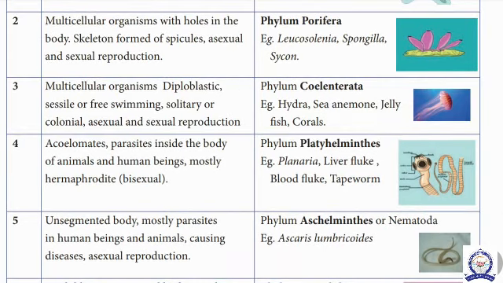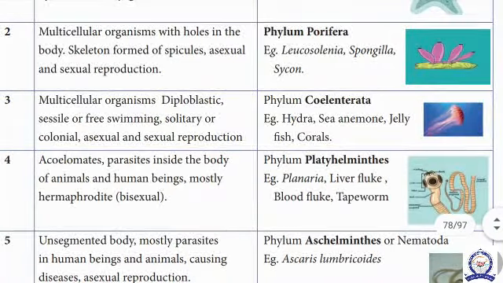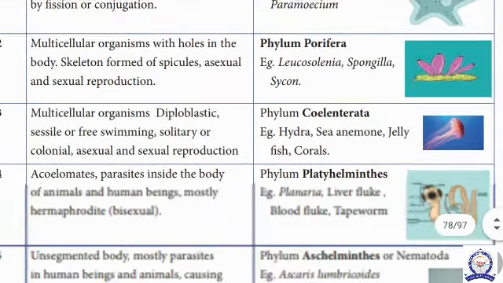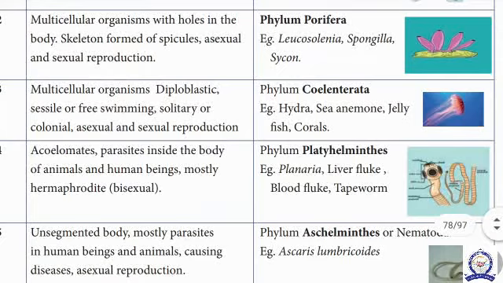Asexual and sexual reproduction occur in these organisms. Asexual means there is no sex. They reproduce individually, producing young ones. Sexual reproduction means males and females are separate. Then they fuse and form a new individual. These are sexual reproduction. Examples: Leucosolenia, Spongilla, Sycon.